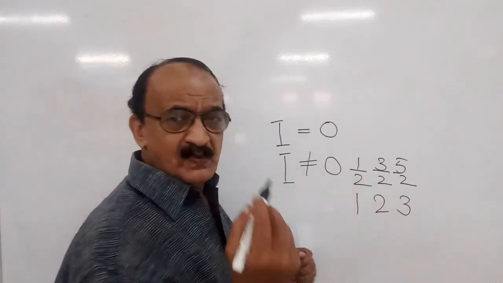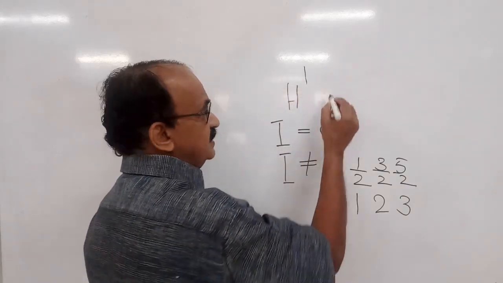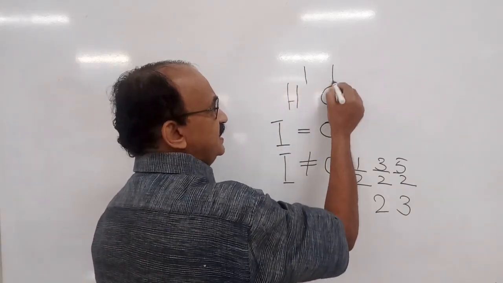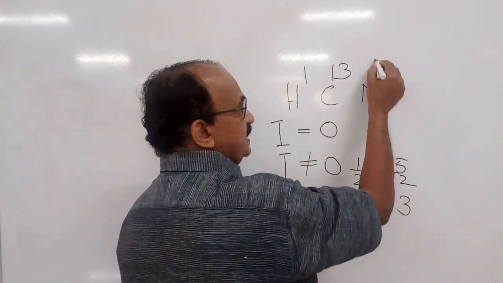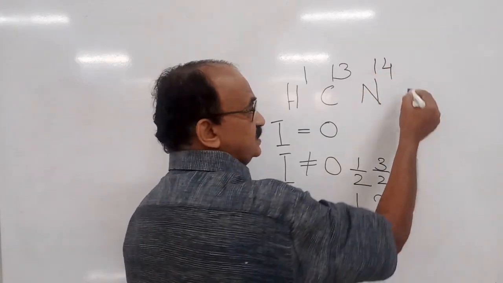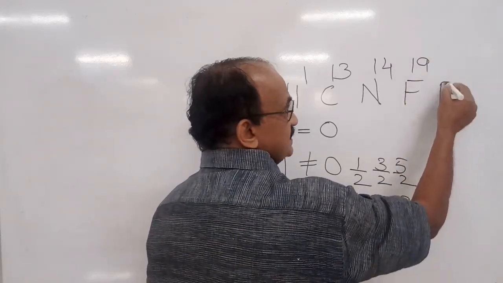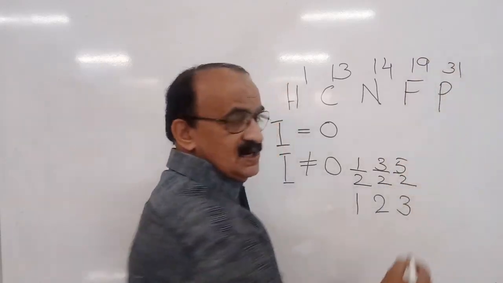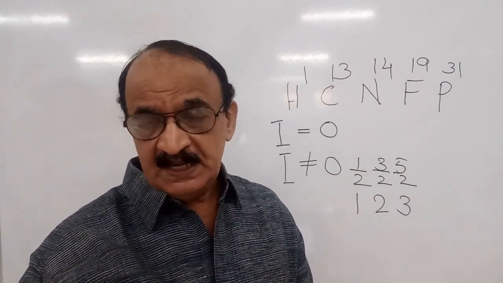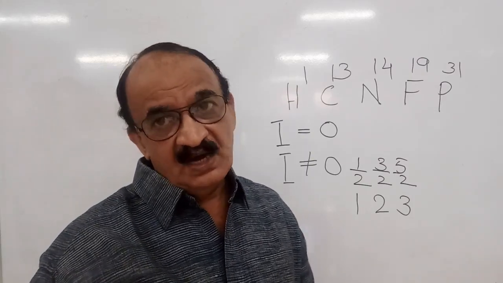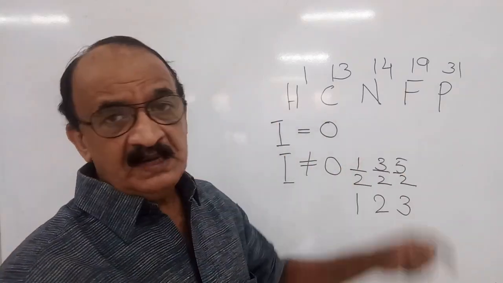And there are a few examples. One is the hydrogen-1 isotope. Second one is the carbon-13 isotope. Third one is the nitrogen-14 isotope. Next one is the fluorine-19 isotope, and the next one is the phosphorus-31 isotope. These are some examples of nuclei which have a spin magnetic moment, which are generally called NMR active.